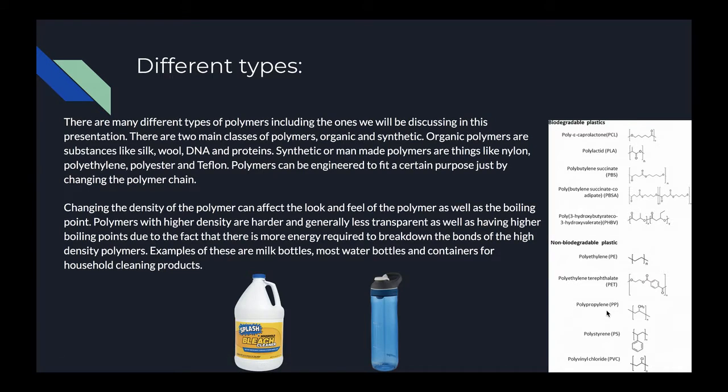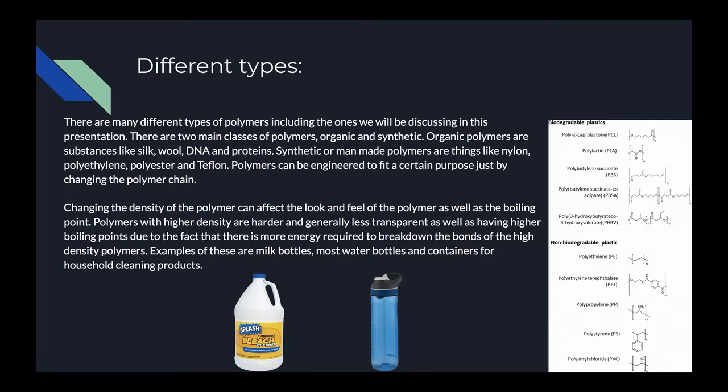Different types. There are many different types of polymers, including the ones we will be discussing in this presentation. There are 2 main classes of polymers, organic and synthetic. Organic polymers are substances like silk, wool, DNA, and proteins. Synthetic or man-made polymers are things like nylon, polyethylene, polyester, and Teflon.